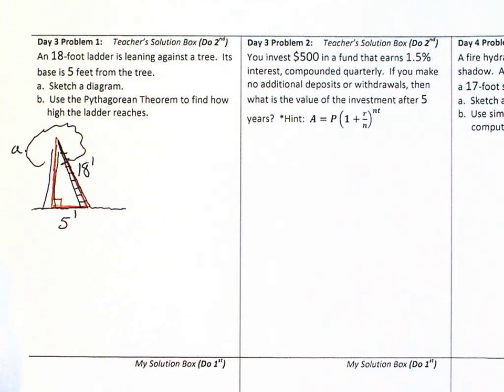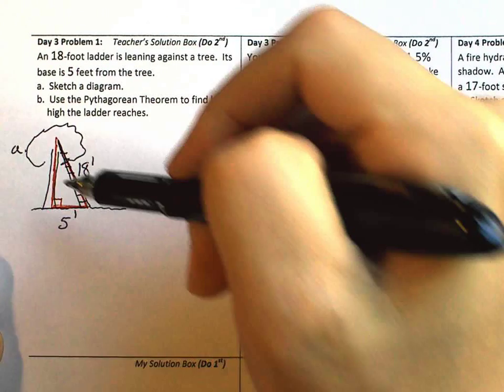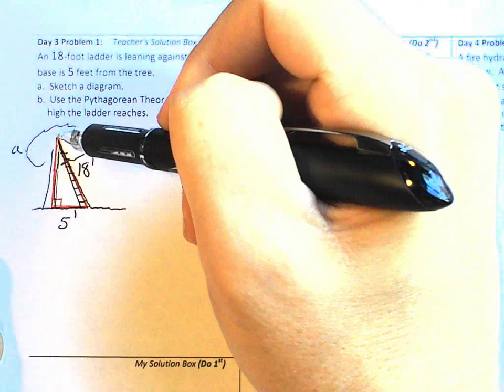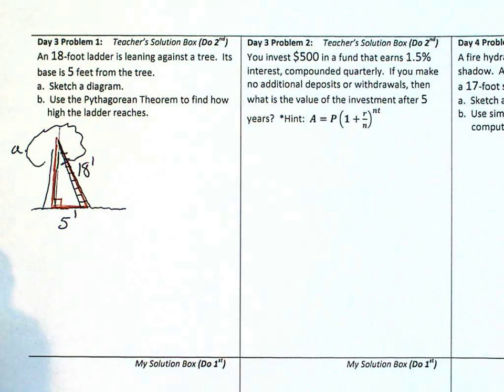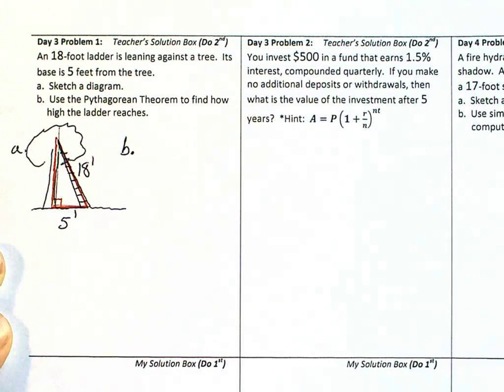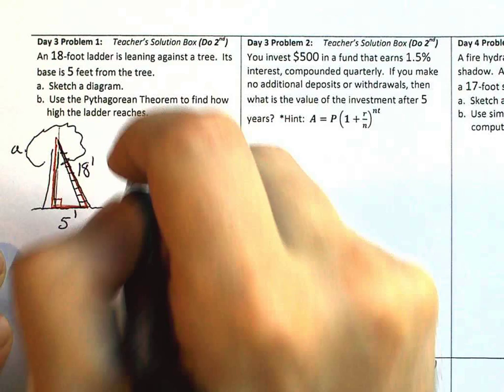And what we do not know and are asked to figure out in Part B is how high up the tree the ladder reaches. And so it is this side of the triangle that we do not know how tall it is. So here is our diagram. Now in Part B, use the Pythagorean theorem to find that unknown side.